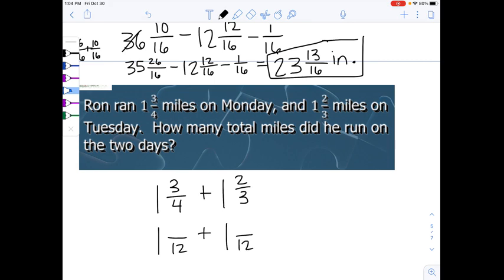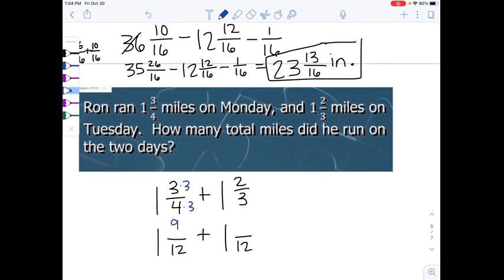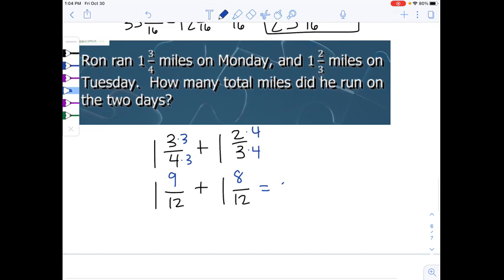12 would be a common denominator. 4 times 3 is 12. 3 times 3 is 9, because remember, whatever I do to the denominator, I have to do to the numerator. 3 times 4 is 12. 2 times 4 is 8. So now I have 1 plus 1, which is 2. 9 plus 8, which is 17 twelfths.